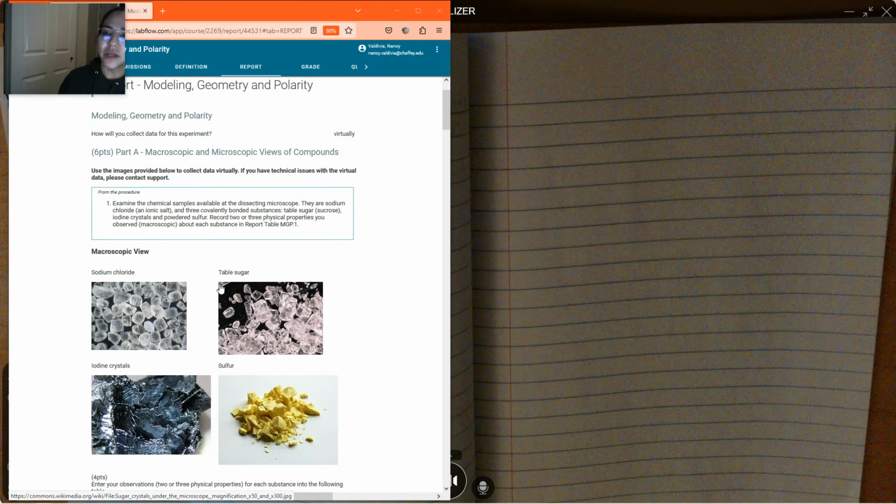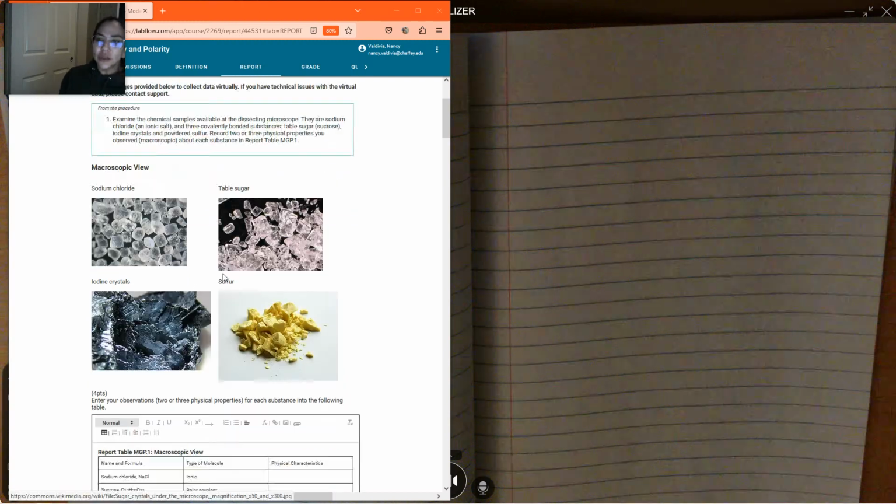So for the first part, we're going to go over macroscopic versus microscopic, right? Macroscopic are the things that we can see with our eyes. Sometimes we do need a little bit of help from a microscope to see these, but we could still see them. So here on this first part, it's just the process of observation. You want to record 2 to 3 physical properties that you observe from these molecules. All right, so we have sodium chloride, table sugar, iodine crystals, and sulfur.